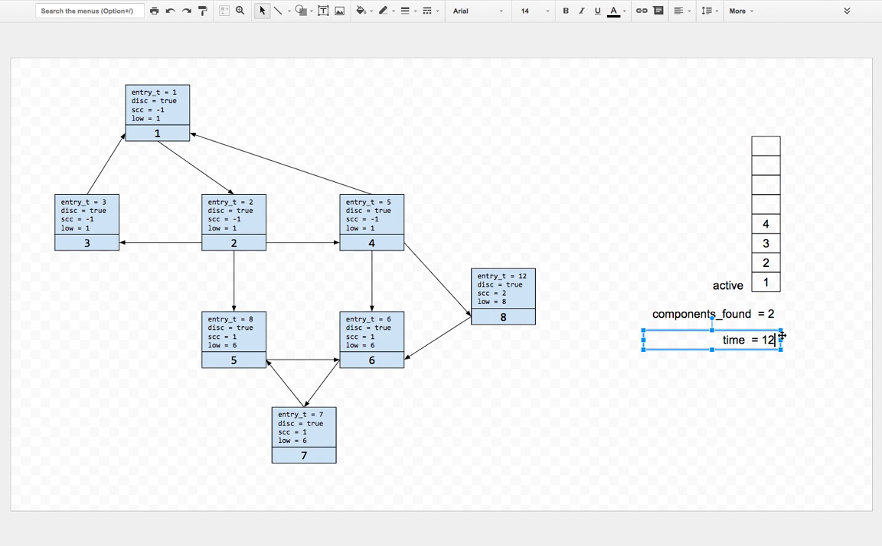We then return from vertex 8, but we increment our time in the process, returning to vertex 4. And we were exploring all the out edges of vertex 4, but now we've done all of them. We did this one first, and now we did this one, and now we have done this one as well. We're about to leave vertex 4 and return to vertex 2, which means we need to process vertex 4 late.